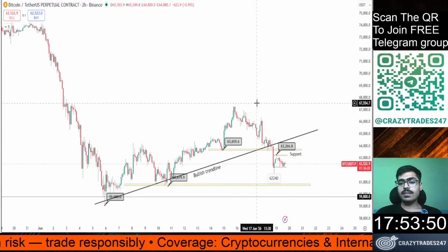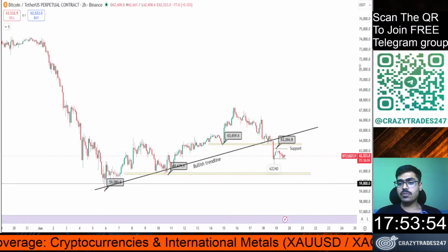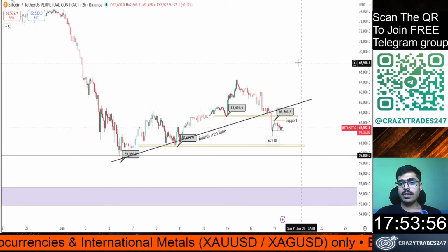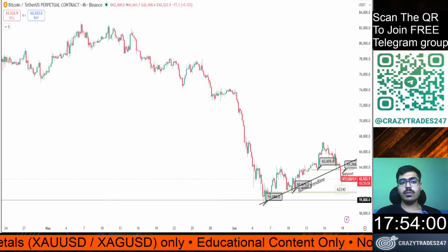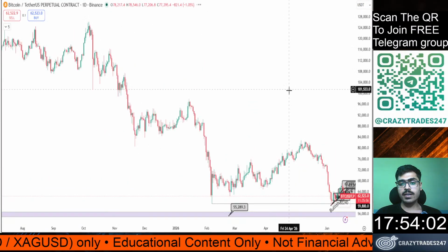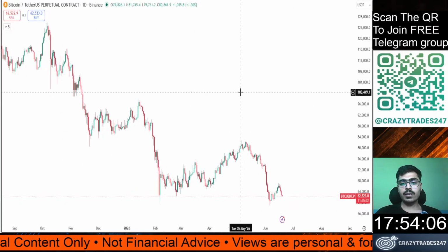And once this retracement is complete, now price has to move in its original direction. And for us, the original direction on Bitcoin is the bearish trend. It has to continue in its lower direction.